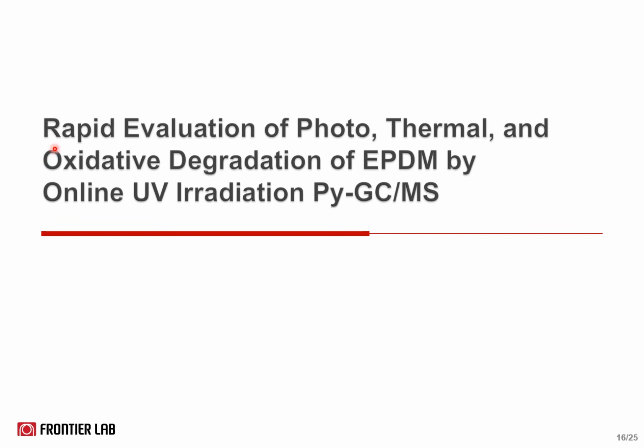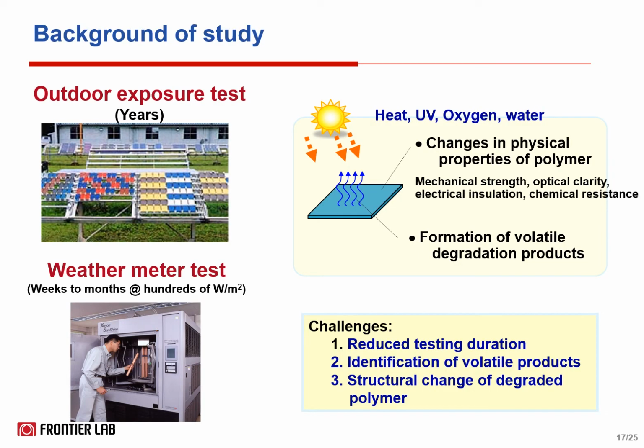The last example is rapid evaluation of photothermal and oxidative degradation of EPDM by online UV irradiation Py-GCMS. Polymer materials are known to degrade gradually in their physical and chemical properties by prolonged exposure to light, heat, oxygen, moisture, mechanical stress, and environmental pollutants. Photo and thermal degradation of polymer under oxidative atmosphere is usually caused by radical formations through polymer chain scissions and/or side chain elimination followed by oxidative chain reactions.